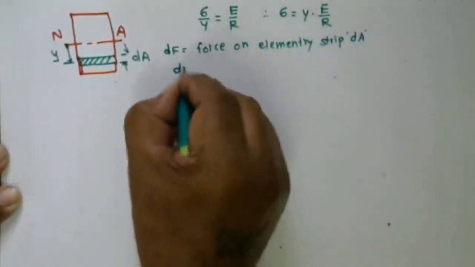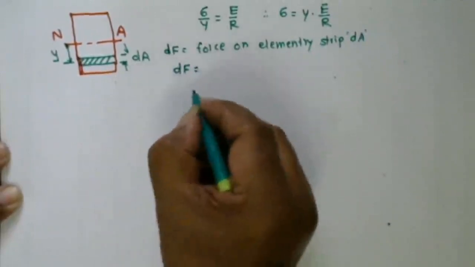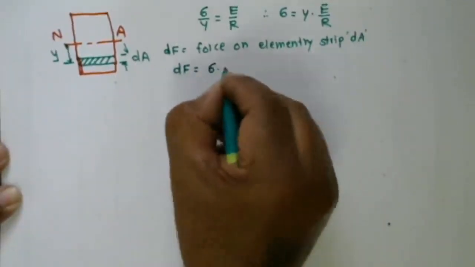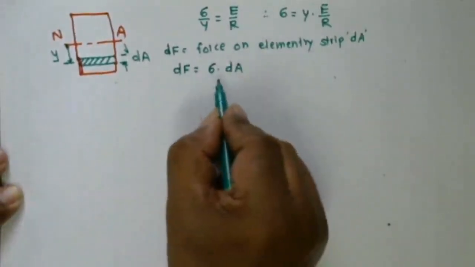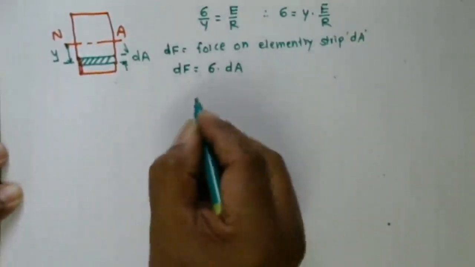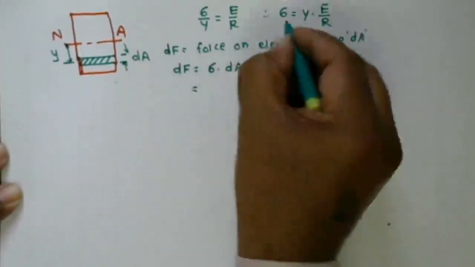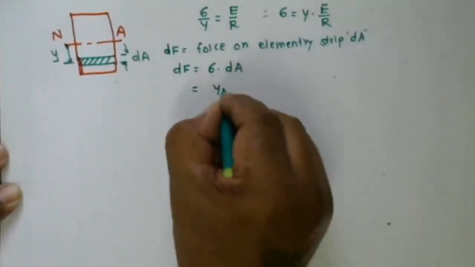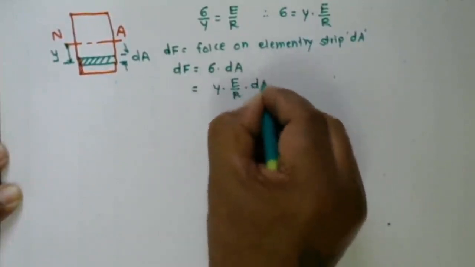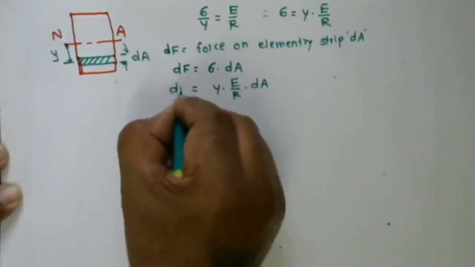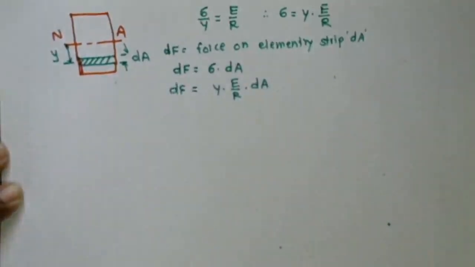So our basic equation, force is equal to stress into cross sectional area. So according to that, we have written here dF is equal to sigma into dA. Now put the value of sigma. Sigma is equal to here y into E upon R into dA. That is the force acting on the elementary area, that is dF.